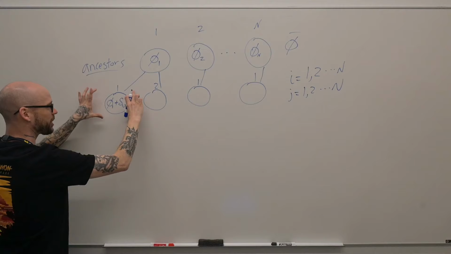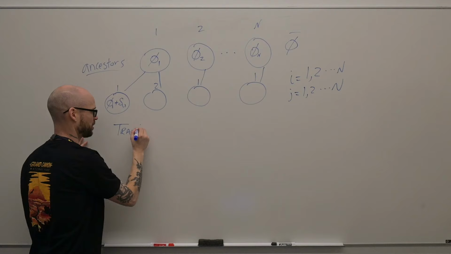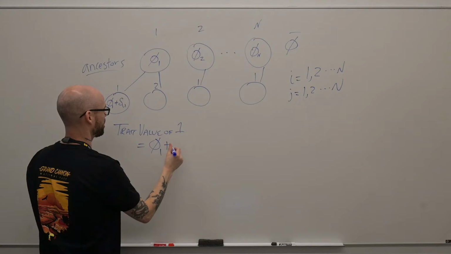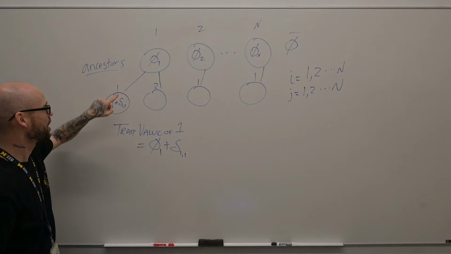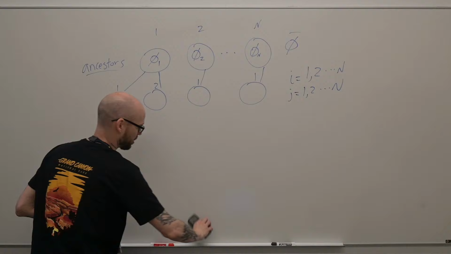ancestor trait value. So if we want to say what is the trait value, the trait value of descendant 1 is equal to phi sub 1 plus delta 1, 1. Okay? That's the trait value of individual 1, because they got their trait from their ancestor, but they also had a mutation or a combination, something to make that trait value a little bit different than its ancestors. Okay? And that's what we're going to do. We're going to represent that for all of the descendants.